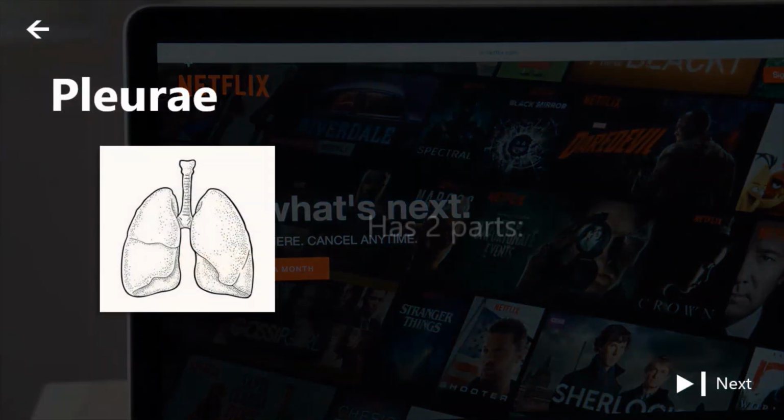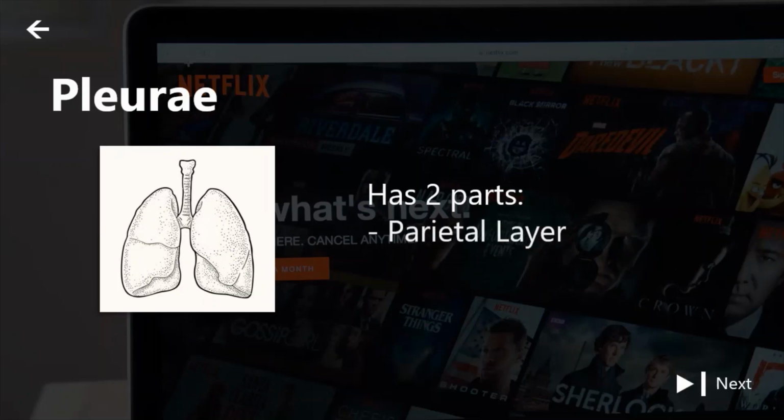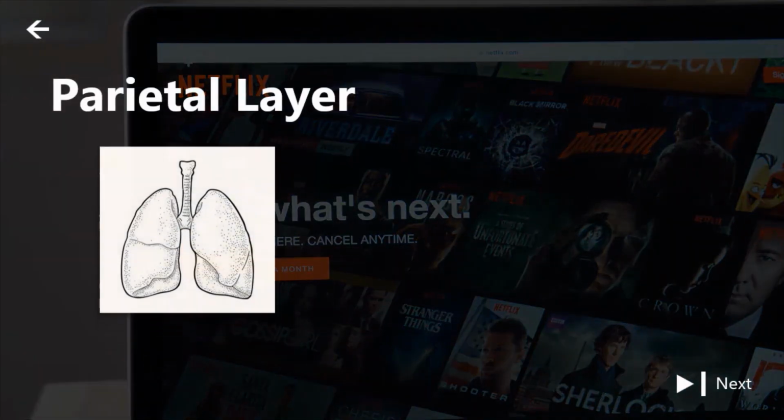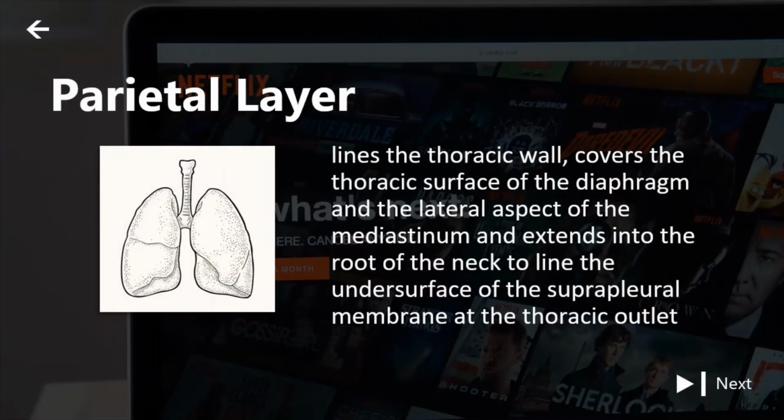Pleurae has two parts, parietal layer and visceral layer. Parietal layer lines the thoracic wall, covers the thoracic surface of the diaphragm and the lateral aspect of the mediastinum, and extends into the root of the neck to line the undersurface of the suprapleural membrane at the thoracic outlet.